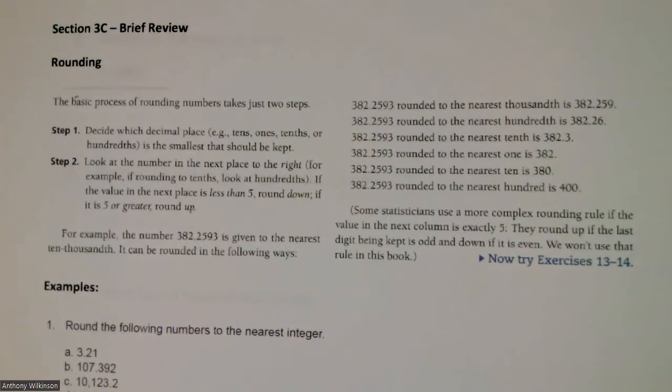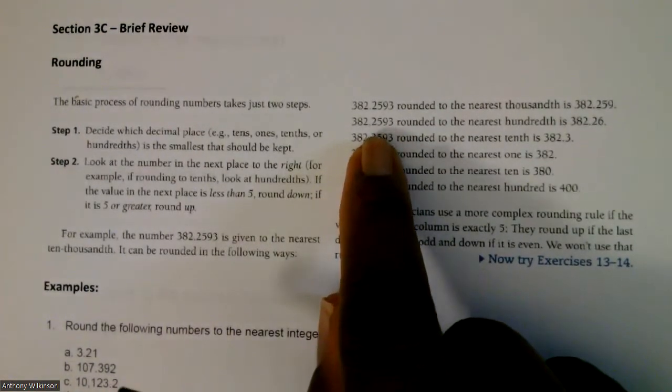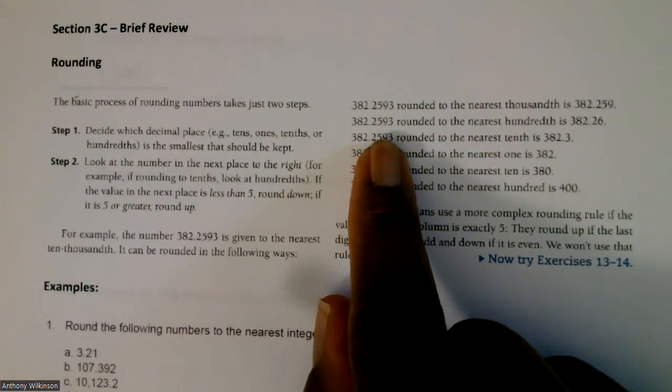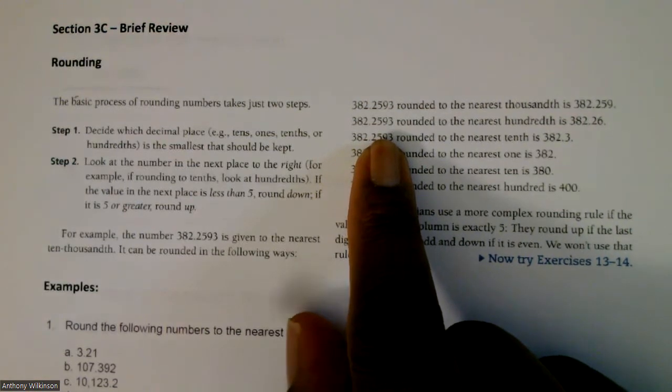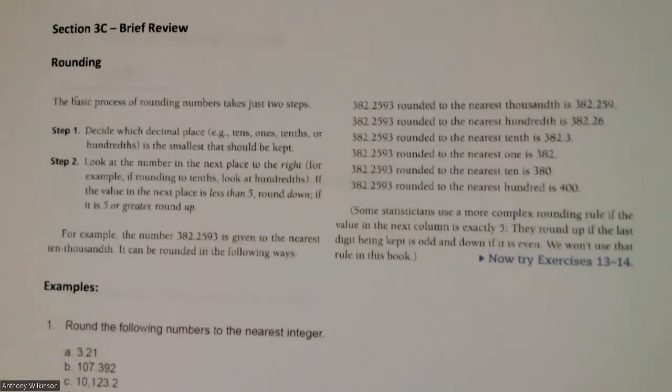So to the nearest 1,000, 382.2593 will be 382.259. Now let's say I wanted to round to the nearest 100. Well, the digit in the hundredths place is a 5. The digit to the right of that is a 9. 9 is bigger than 5, so that 5 will increase to a 6. So to the nearest 100, it will be 382.26.